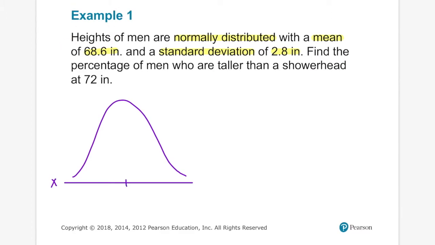My mean is 68.6 inches, and I want to find the probability of men who are taller than 72. 72 is going to be to the right of 68.6. And I want to find the percentage of men who are taller than 72. So taller than 72 is to the right of 72. So I'm going to look for this area right here.